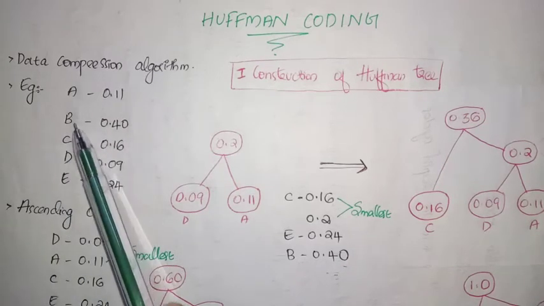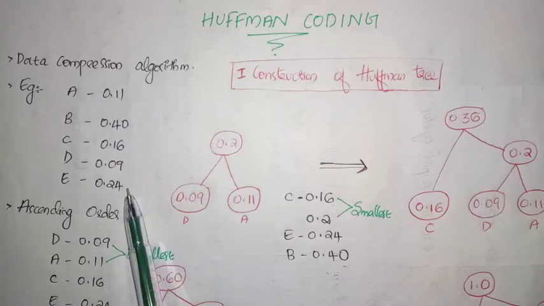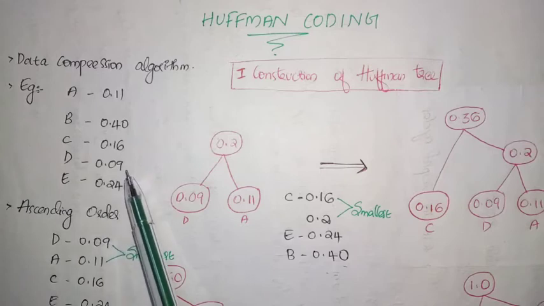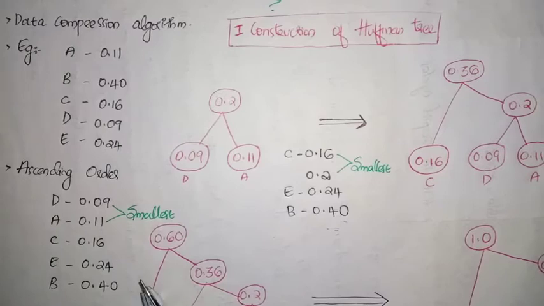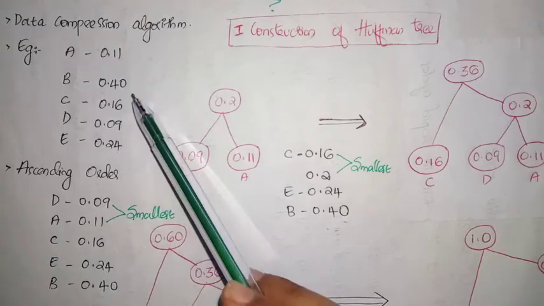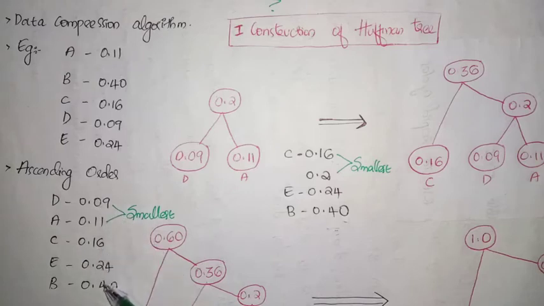Here some characters are given and their probabilities are also given. Let's see how we can construct a Huffman tree from this given data. The very first thing that we have to do is arrange the given probabilities in such a manner that the smallest one comes first and the largest one comes last. I just ordered these probabilities in such a manner that the small elements came first.